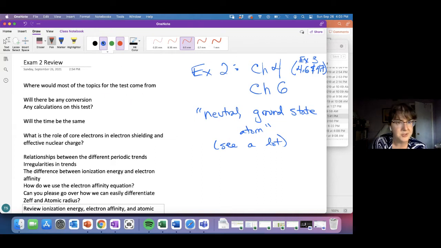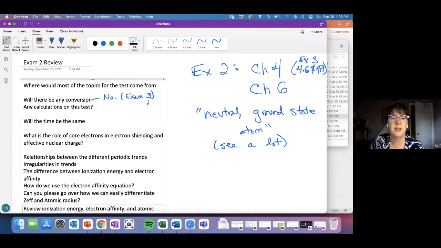I got asked a question about any conversions or calculations on this test. For conversions, that one's easy. No, we're not doing conversions. They will be back on exam 3. I know there were some conversions that people struggled with a little bit in exam 1. Those are definitely still worth going over because they will come back on exam 3 and 4 and 5. But you at least get a little bit of a reprieve on this exam.